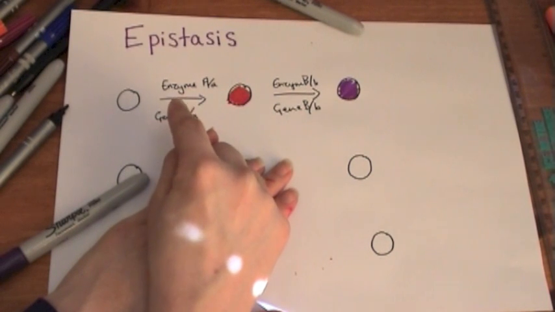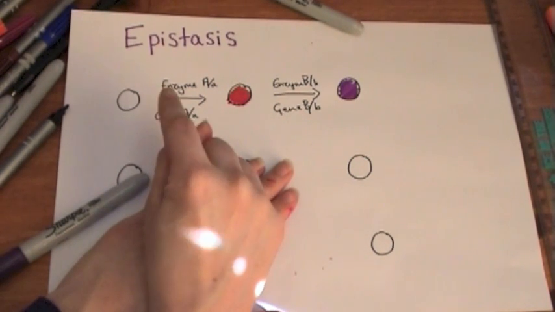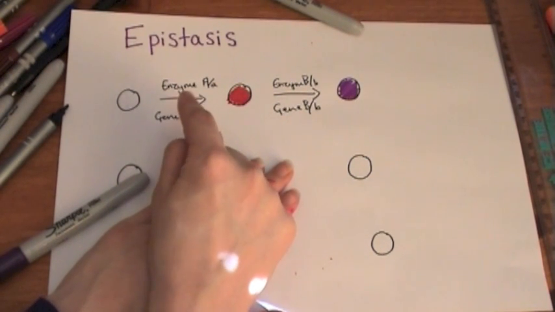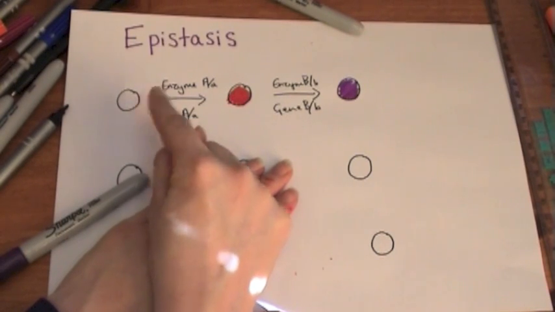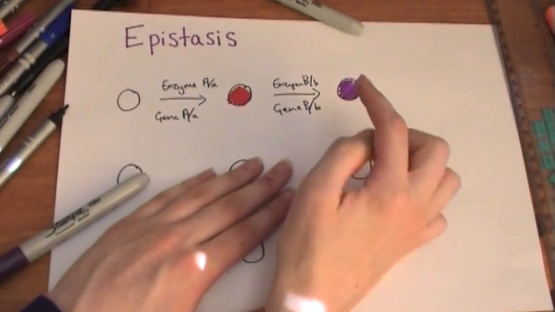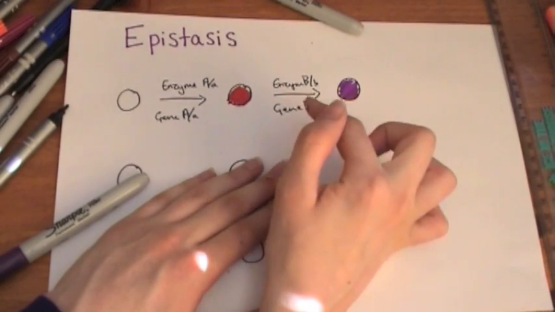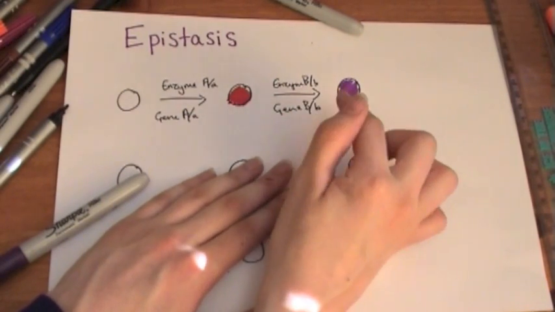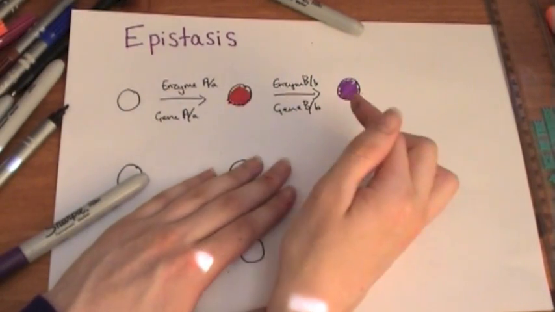So if this enzyme that we have doesn't turn our white molecule into our red one, then even if we had an enzyme that could turn the red one into a purple one, it won't turn it into a purple one because the red molecule wasn't there to begin with.